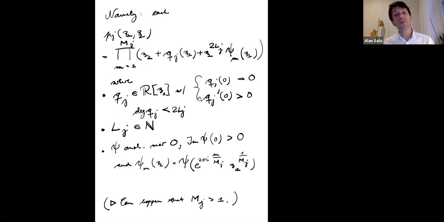So the important thing to remember is that Qj has real coefficients and vanishes at the origin. And then there's this higher order term which features a power of Z1 that is even. And let me tell you right away that this 2 times capital Lj, that's going to be contact order.